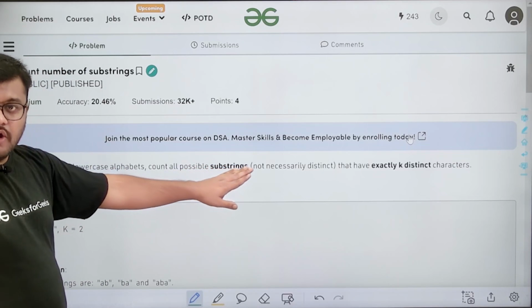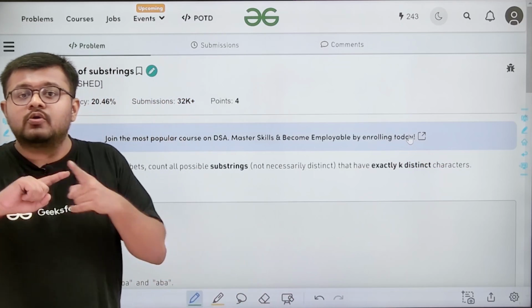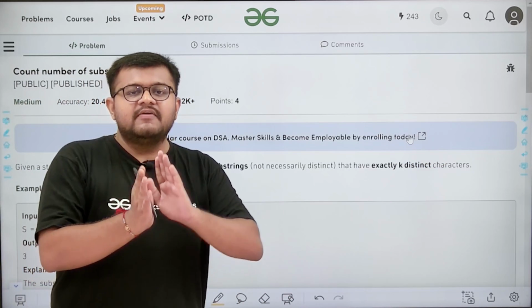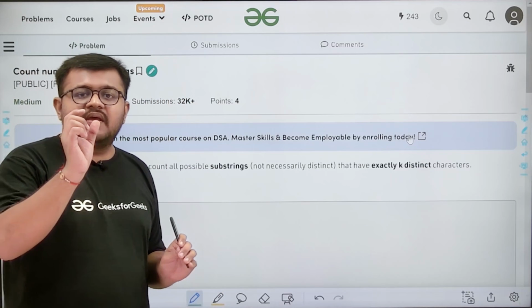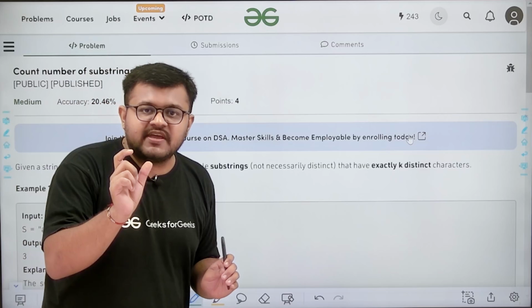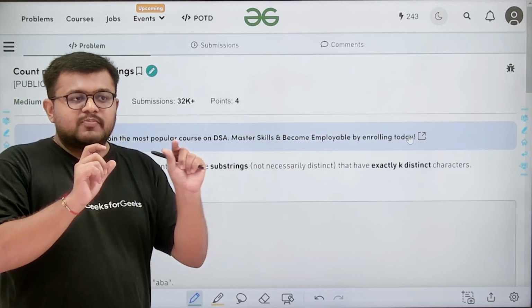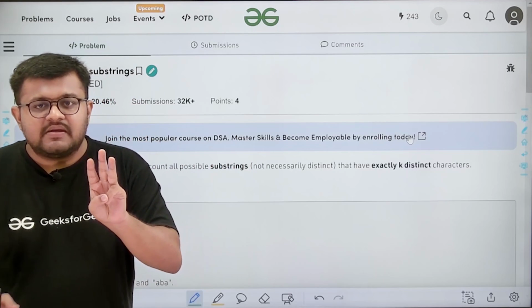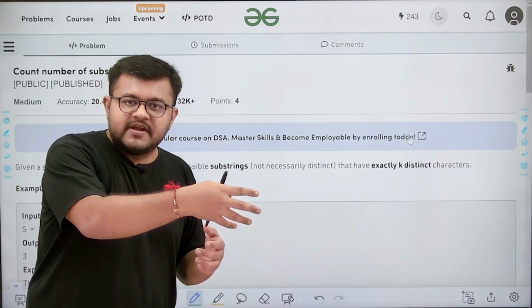We need to count all the substrings that have exactly k distinct characters. Okay, not more than k, not less than k. Exactly k distinct characters. We need to return the count of such substrings. Understand one thing, number of distinct characters means how many different characters are present. So suppose I have a string aaa. So the number of characters is 3, but the number of distinct characters is only 1, that is a, because it is repeated 2 more times.